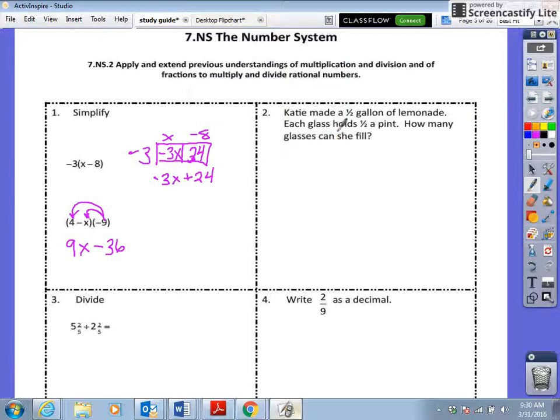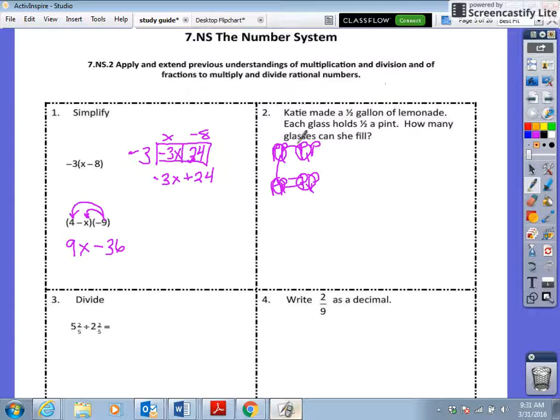Let's come over here. Katie made 1/2 gallon of lemonade, and each glass holds 1/2 of a pint. How many glasses can she fill? This, we kind of have to go back to 4th grade and remember our volume measurements. So let's go back and think, my gallon. So I have my gallon, and we remember we have 4 quarts in a gallon. And then each quart has 2 pints, 2 pints, 2 pints, 2 pints, okay?